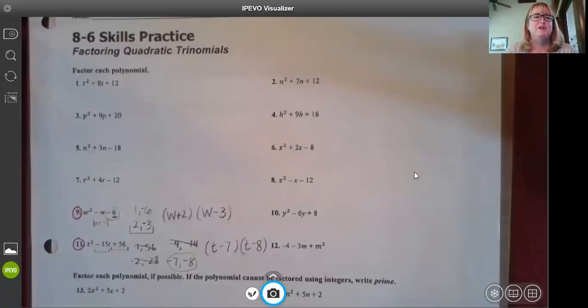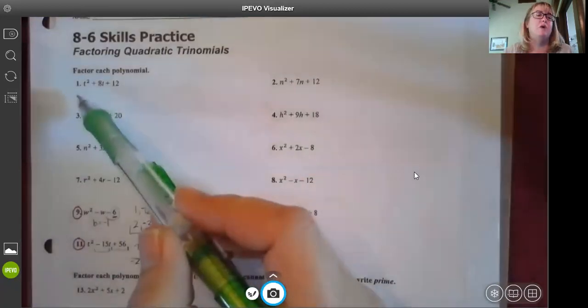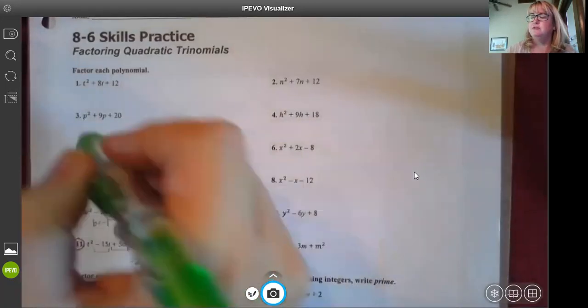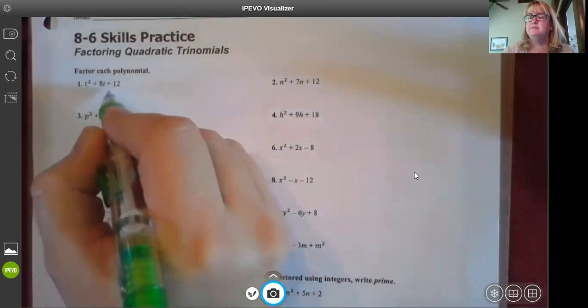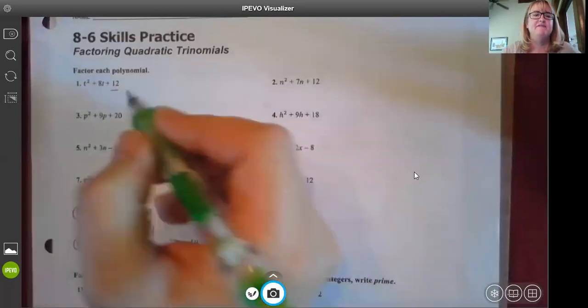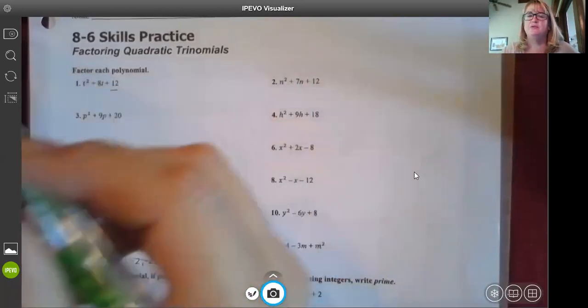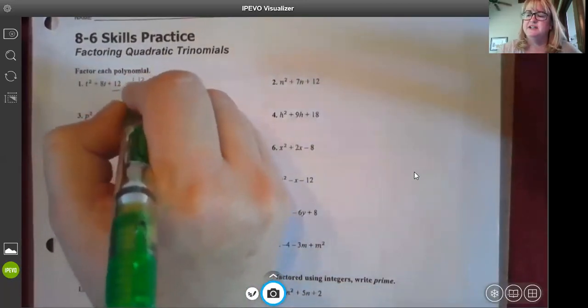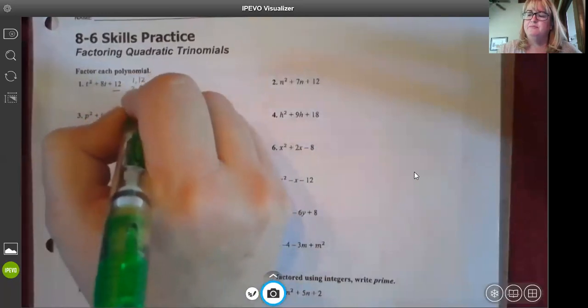Hi class, we are looking at part 2 of lesson 8.6, which is factoring quadratic trinomials. And if you'll recall, last time we looked where the leading coefficient is 1, or a is 1. And just as a review, to figure out how to factor it, we would take c, which is that last constant, and find the factors of it. The factors of 12, we'll do this one together, are 1 and 12, 2 and 6, and 3 and 4.